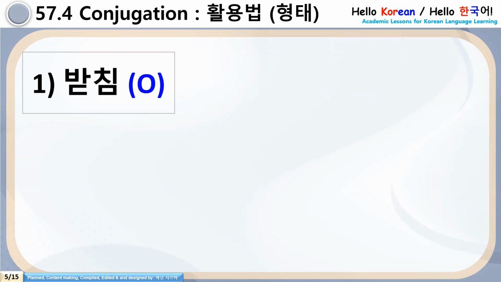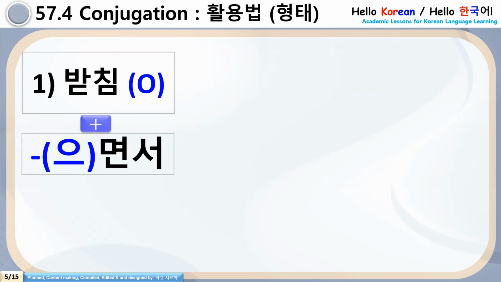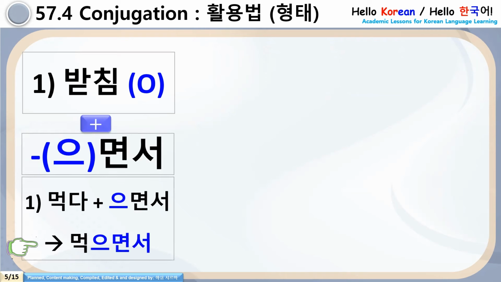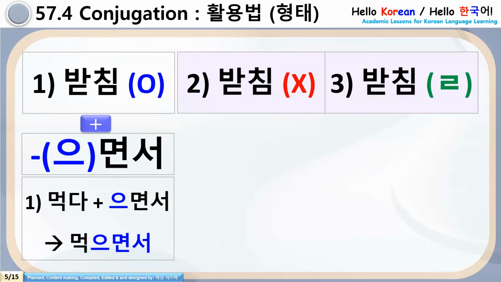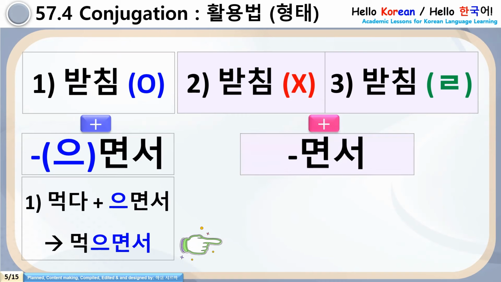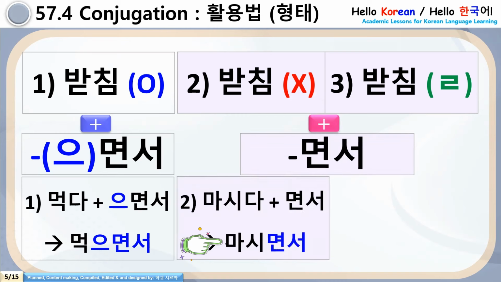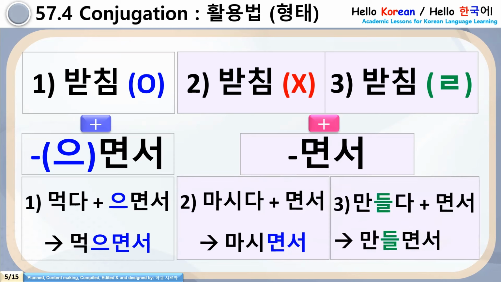See the first category, with pachim. What do we have to add? We have to add 으면서. See the first example, 먹다 will be 먹으면서. Second category, there is no pachim, and third category, yes, there is a ㄹ pachim. So in number 2 and number 3, what do we have to add? We have to add 면서. So number 2, 마시다 will be 마시면서. Number 3, 만들다 will be, yes, 만들면서.